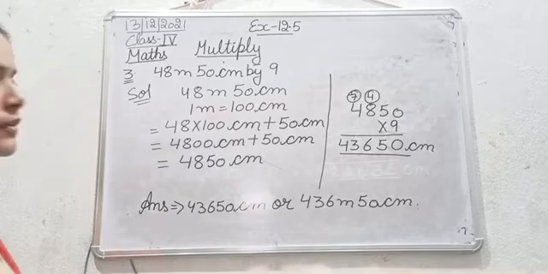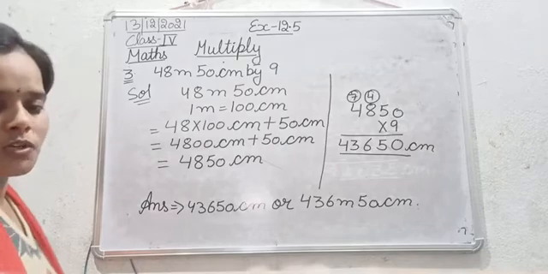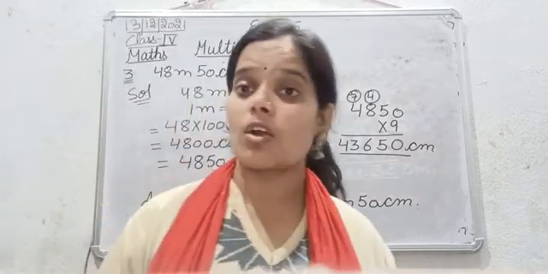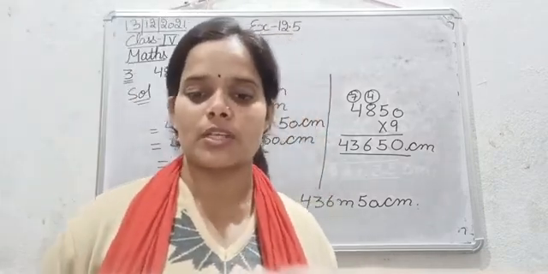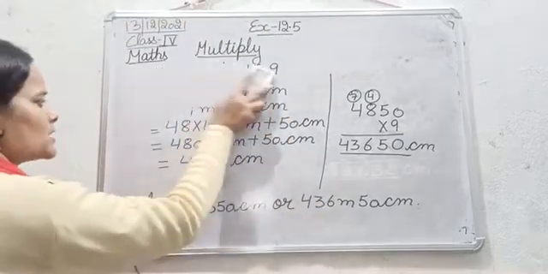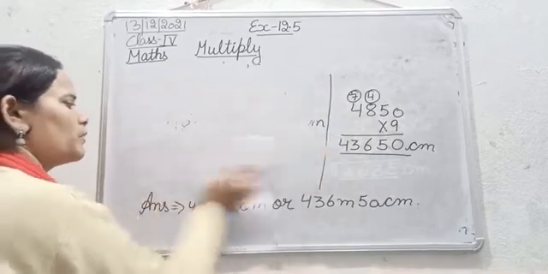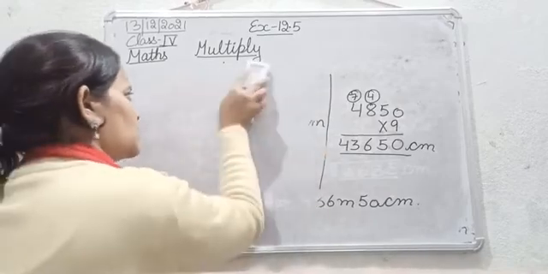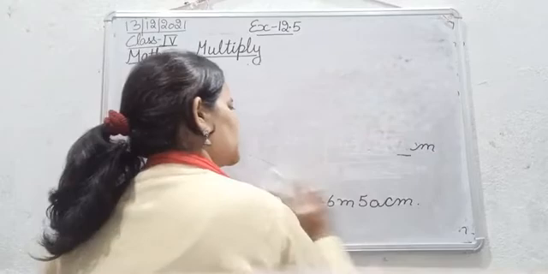Okay, chaliye. Moving next to question number 4. Questions 4, 5 and 6 are all similar, so just try to do them by yourself. Let's begin with question number 7. Questions 7, 8, 9, 10 are also the same, but we are going to discuss question number 7 here.